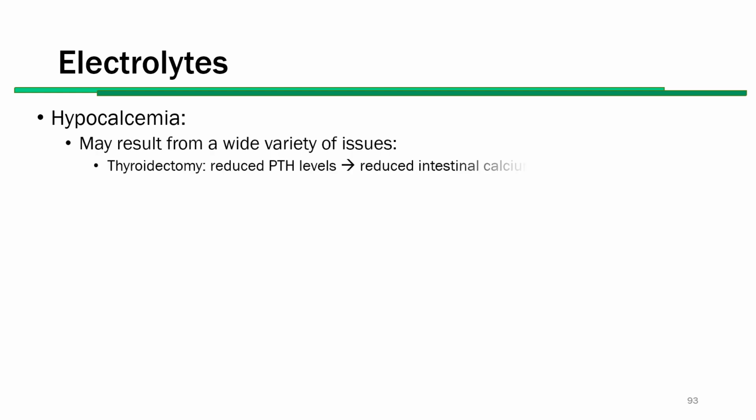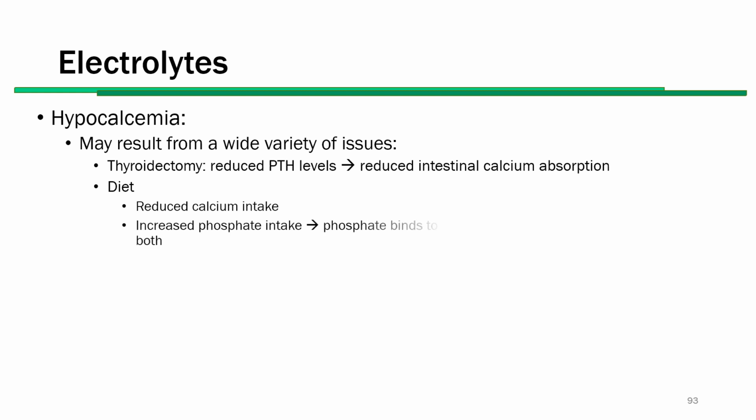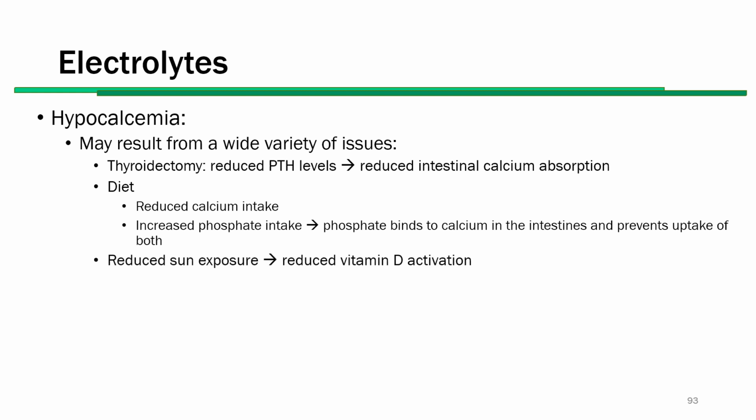Hypocalcemia may result from a wide variety of issues. Thyroidectomy: when you take out the thyroid gland, you may also lose the parathyroid gland, so that's going to reduce parathyroid hormone, and that will reduce the intestinal calcium reabsorption from the slide a couple slides ago. The diet: if there's a reduced calcium intake or increased phosphate intake. Remember that phosphate can bind to calcium in the intestines, and then it will prevent the uptake of both.